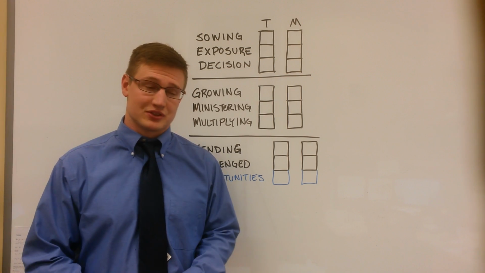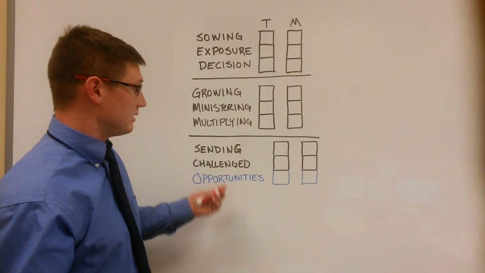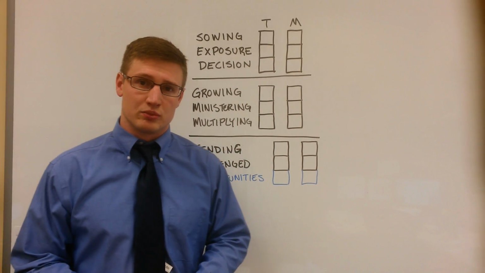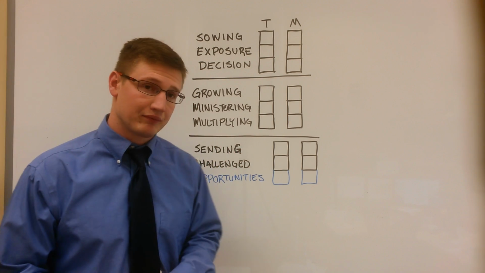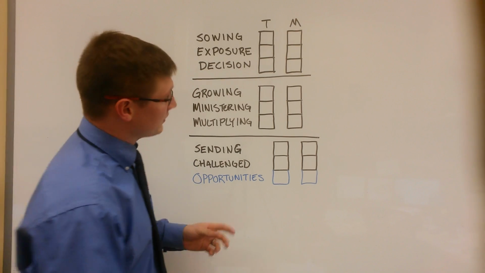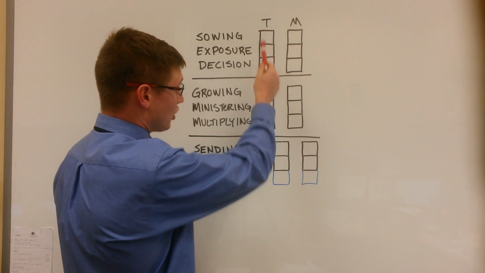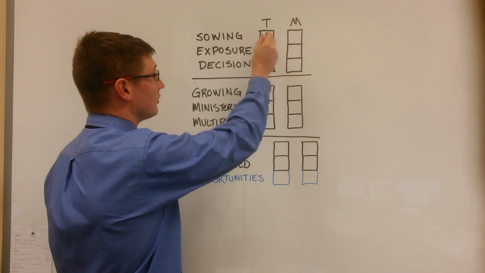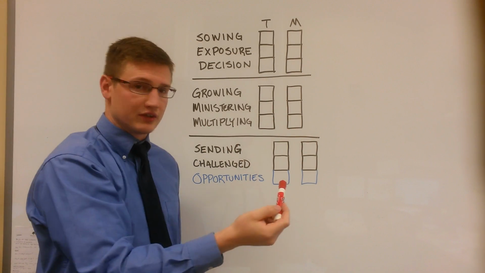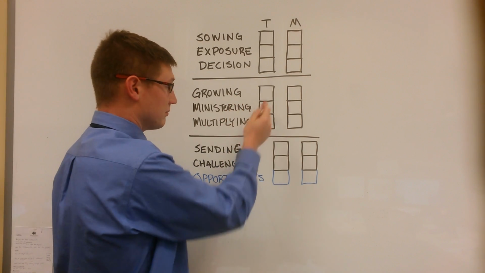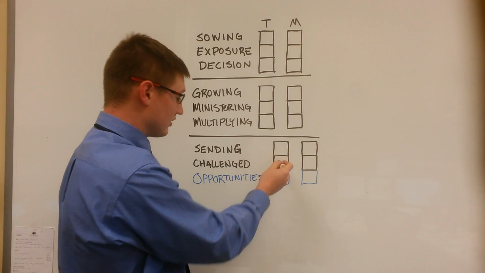my ministry on campus? So behind me is an abbreviated version of your key measurements in terms of the stats that you enter that reflect what your ministry looks like. So we're familiar with the two columns. For all of these things, you can see that there's the total column, total number of sowing exposure and decisions that you were personally involved with, the growing, ministering, and multiplying disciples in your movement, and then the sending and challenged conversations.